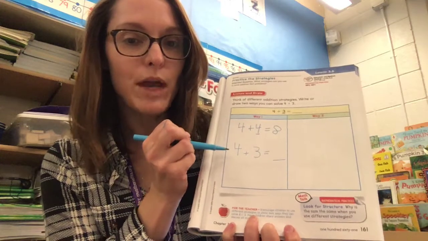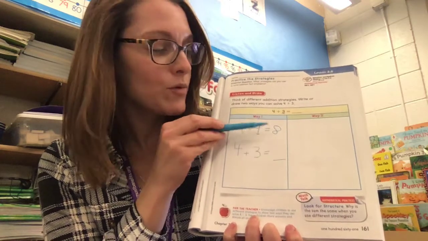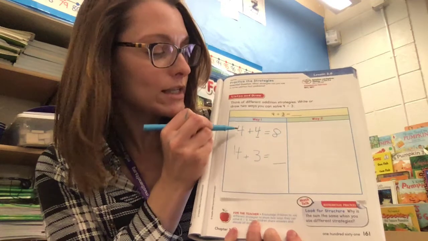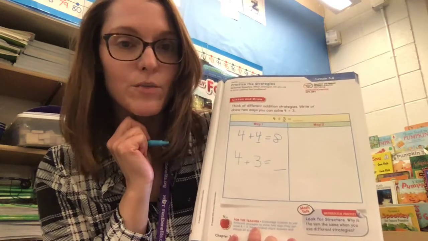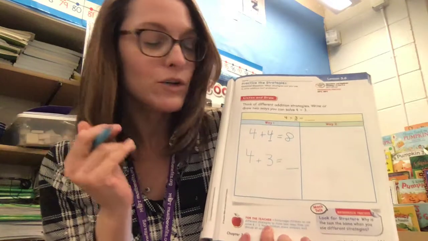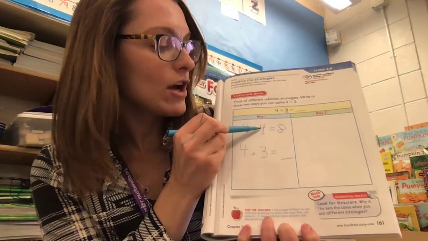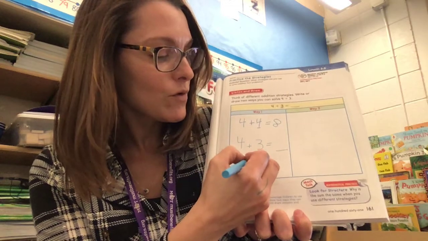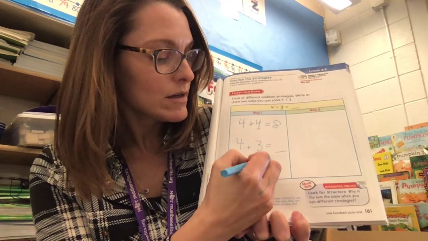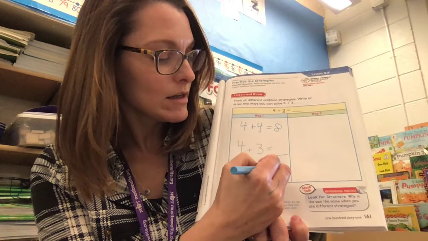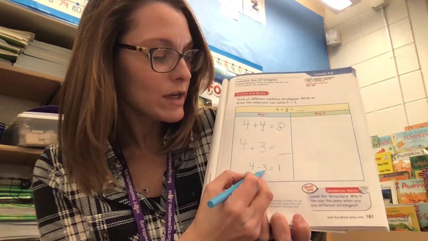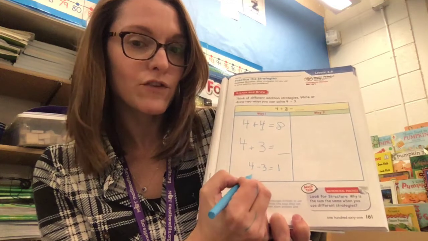So you can really compare them when they're written on top and on bottom of each other. I see that there's a 4 and a 4. They're equal. 4 and 4 is equal to each other. Then I see a 4 and a 3. So I know that 4 take away 3 equals 1. So 3 is 1 less than 4.